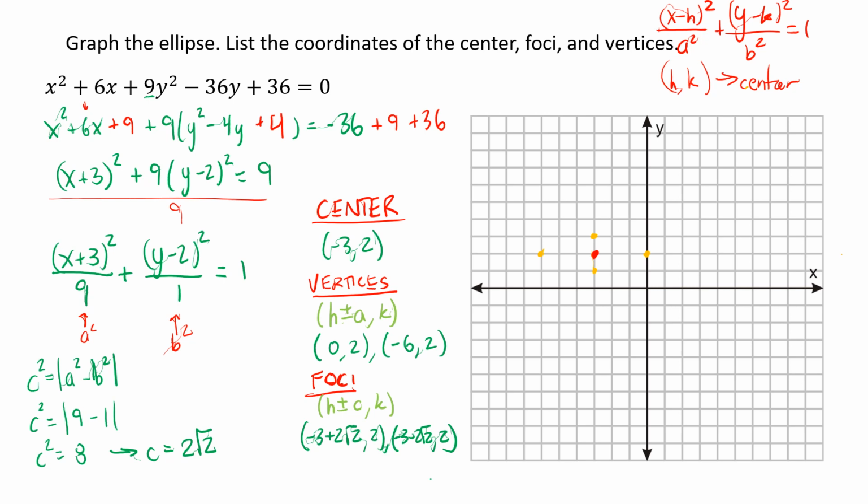Now, I don't really know what 2 root 2 is. I know root 2 is about 1.4, so 2 times 1.4 is about 2.8. So when it goes negative 3 plus about 2.8, we're almost at 0. So there's going to be a focus right here, near the vertex, and a focus right here near the other vertex. And then we'll sketch in the actual ellipse. And so we should have something like this.